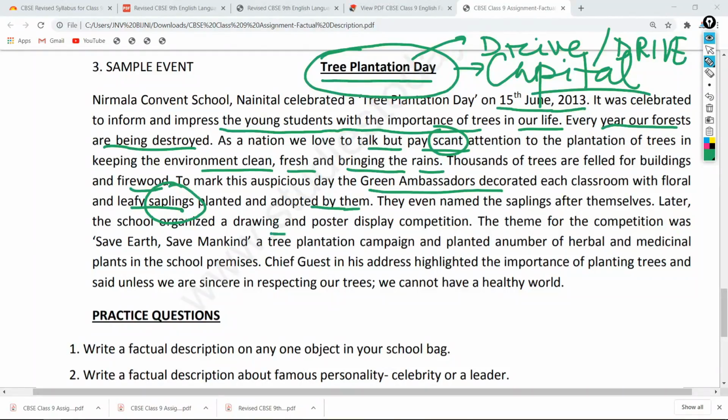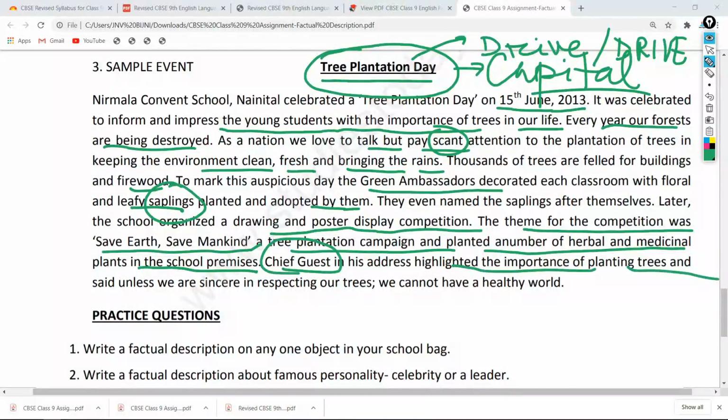Later, the school organized a drawing and poster display competition. The theme for the competition was Save Earth, Save Mankind. A tree plantation campaign was held and a number of herbal and medicinal plants were planted in the school premises. The chief guest in his address highlighted the importance of planting trees and said, unless we are sincere in respecting our trees, we cannot have a healthy world. Therefore, towards the end, we are also quoting the lines that were given emphasis by the chief guest on that occasion.